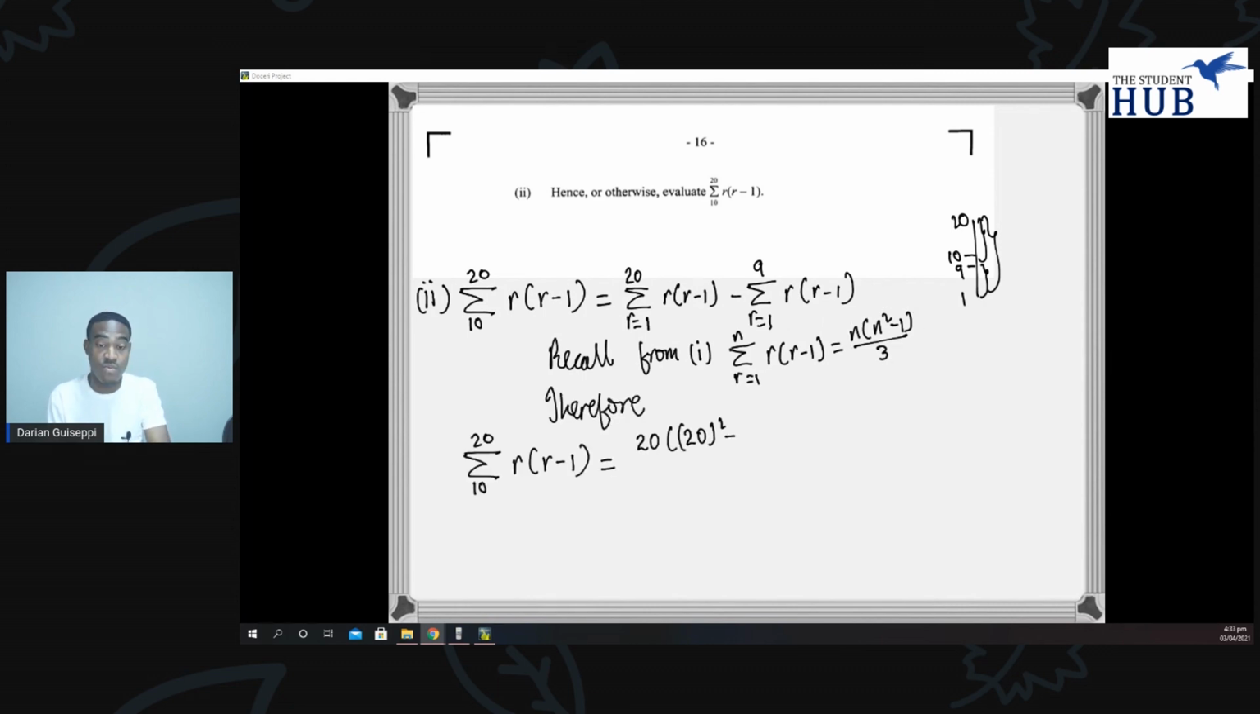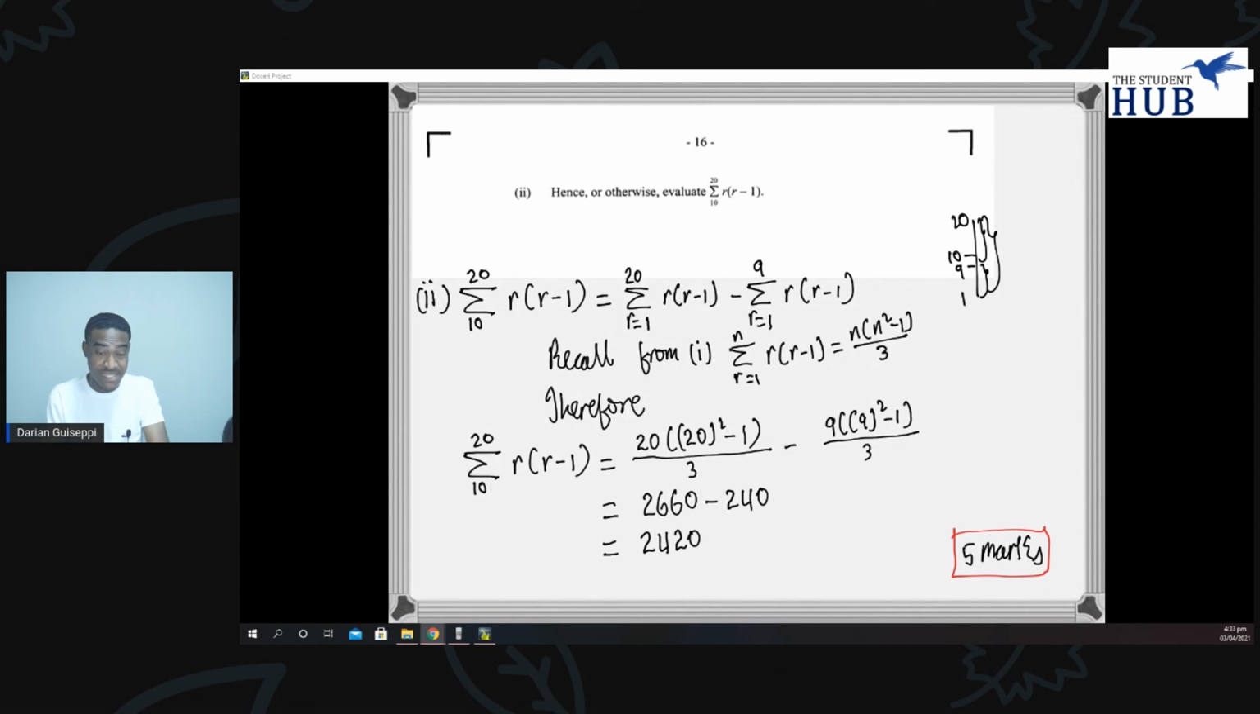So therefore, this is what we need to do. Plug in those two things, and it's just a matter of plugging it into your calculator, and you should get the answers that you're looking for. This will be the answer. Check it out on your calculator, plug it in. So you plug in 20 into this formula that we got in the previous part, and you plug in 9 into this formula as well. And this is your final answer, and that's it.